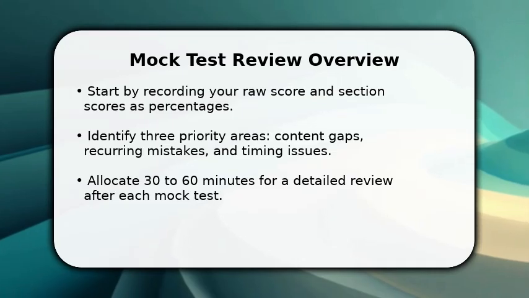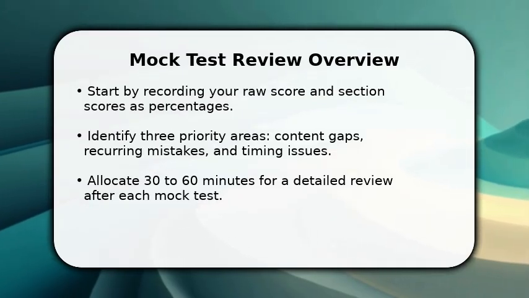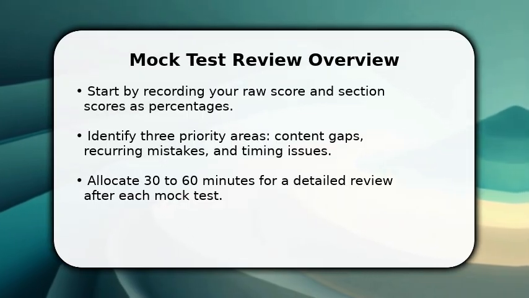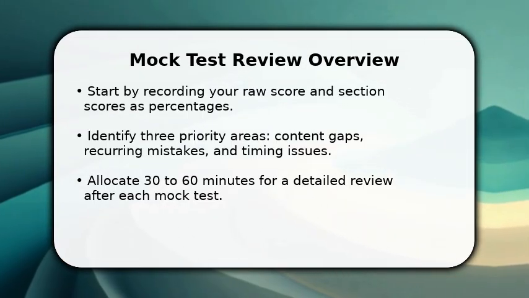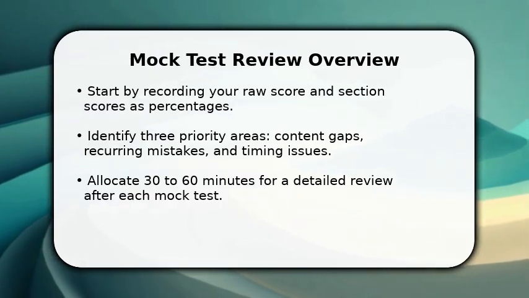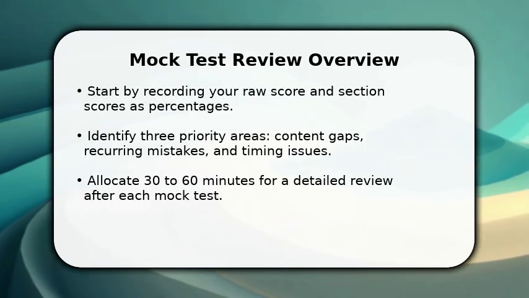Enjoy the video. Start by recording your raw score and section scores as percentages. Write down the test date and total time used. Next, identify 3 priority areas: content gaps, recurring mistakes, and timing issues.